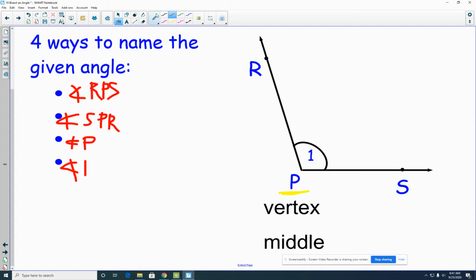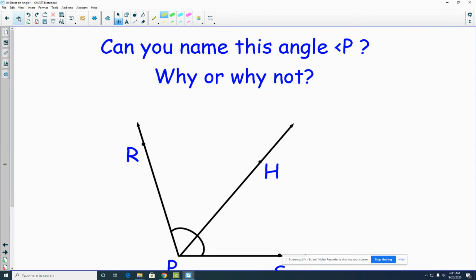Something that I always like to do, if I'm using 3 letters, is trace. So if I trace from R to P to S, notice I'm going over that angle. But if I change it up, say I said, I don't know, RSP, way different angle. Okay, so you always want to make sure you can trace, and it should go right over your angle that's given. So with that being said, what if we gave you this question?